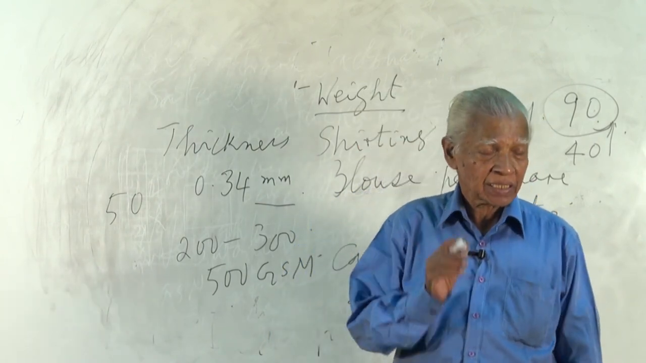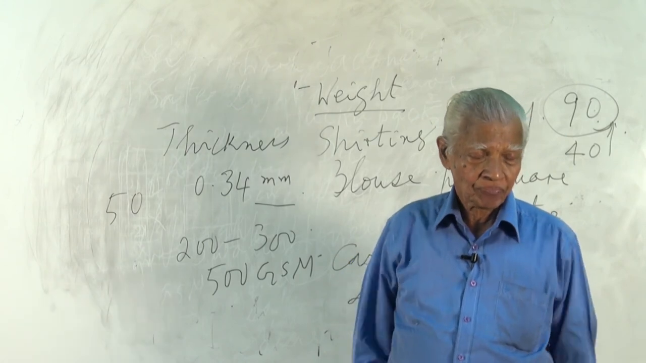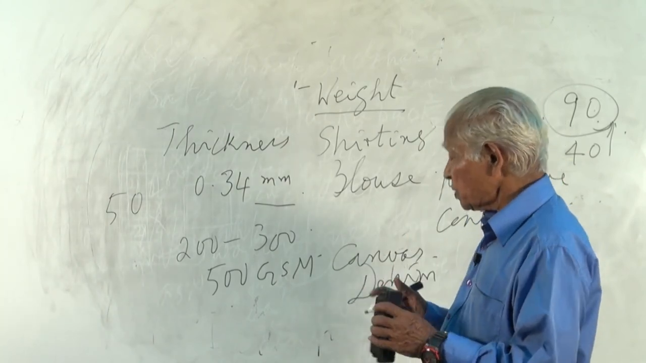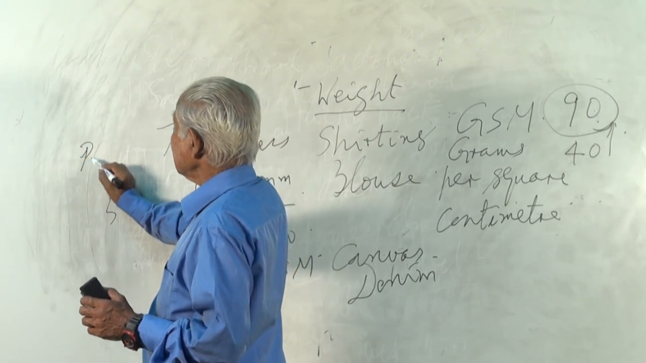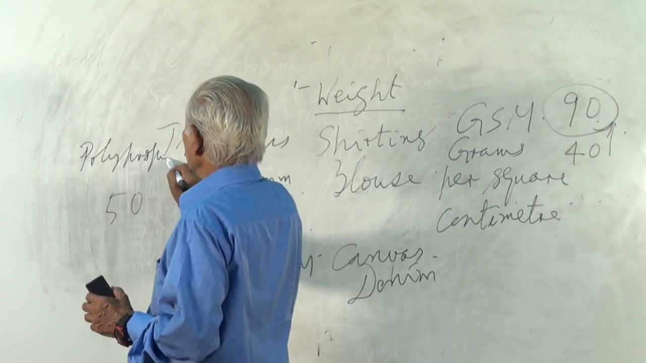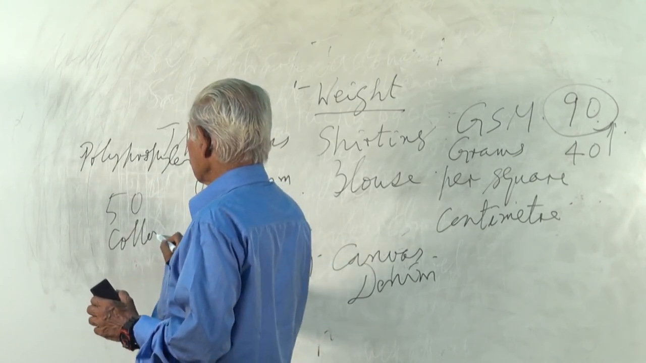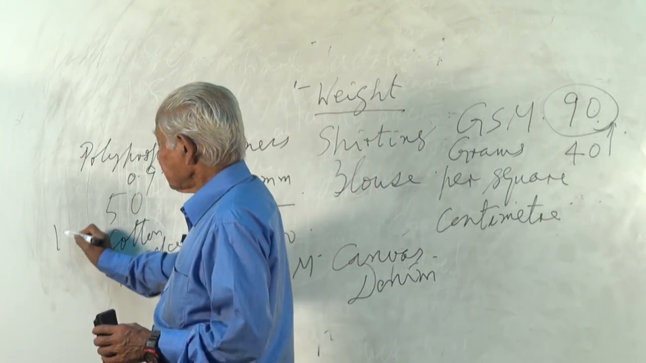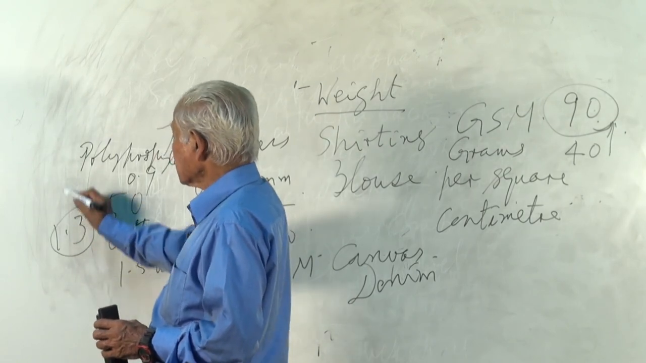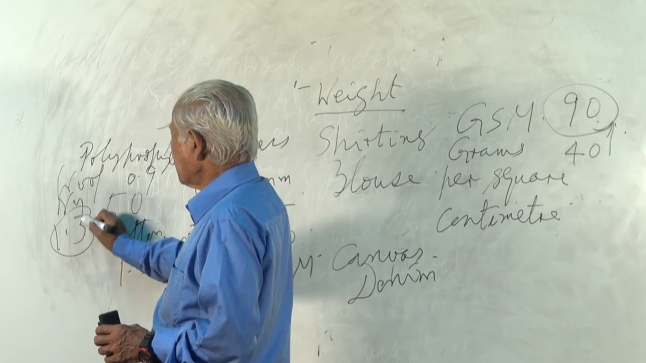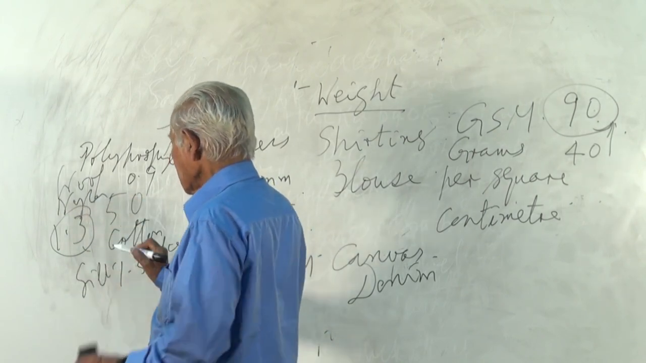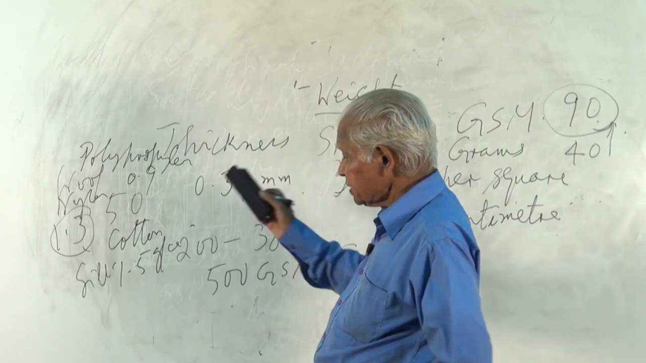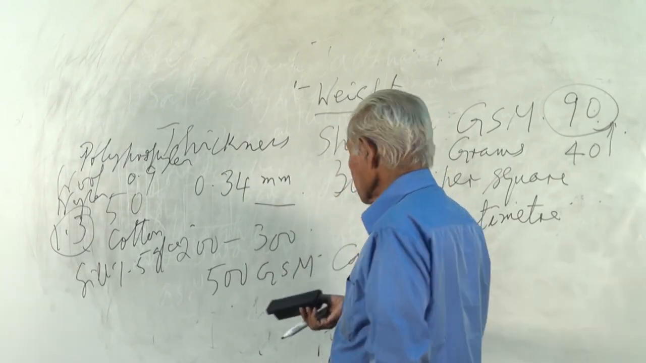The weight of the fabric, the GSM, depends on the density of the fiber. If the density of the fiber is less, then the weight also is less. For example, polypropylene is a fiber which has got a very low density. Cotton has got a higher density compared to other synthetic fibers, 1.5 gram per cc. Polypropylene is 0.9, and three fibers have the same density, 1.3, wool, nylon and silk. So, the weight of the fabric depends on the density of the fiber from which it has been produced.